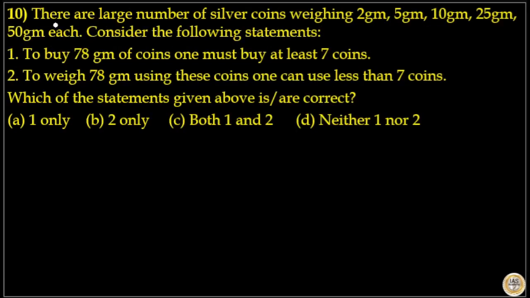Next is question number 10. There are large number of silver coins weighing 2 gram, 5 gram, 10 gram, 25 gram and 50 gram each. Consider the following statements. To buy 78 gram of coins, one must buy at least 7 coins. To weigh 78 gram using these coins, one can use less than 7 coins. Which of the statement given above is or are correct?